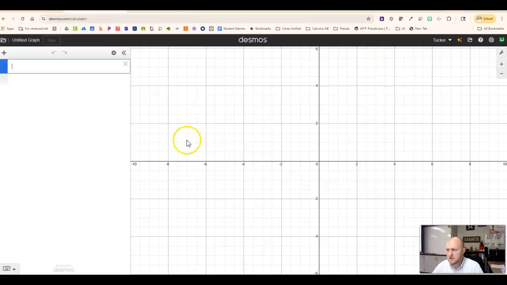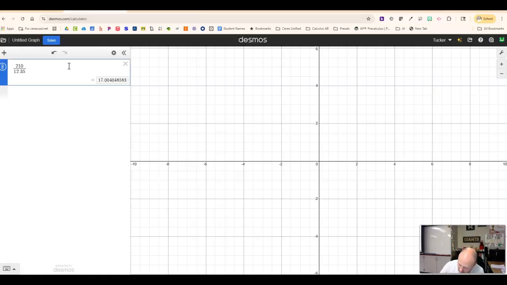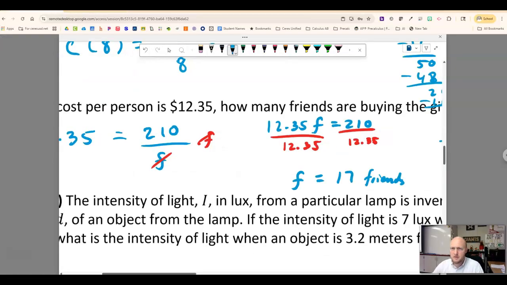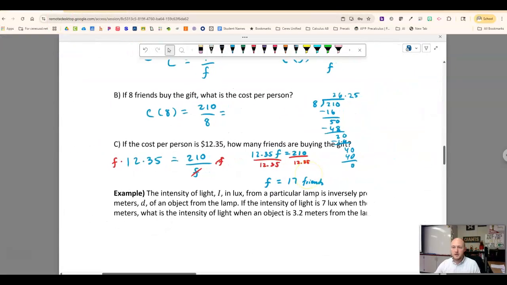And so for this one, I'm going to use technology. 210 divided by 12.35. And we get about 17 friends. Okay. All right. There you go.